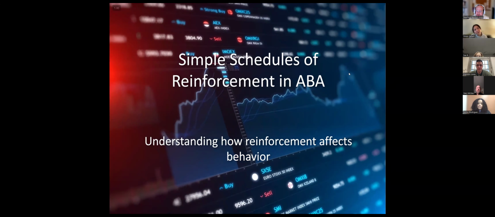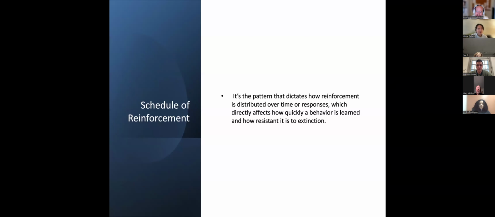Okay, the schedules of reinforcement. Like we said, it's the pattern that dictates how reinforcement is distributed over time or responses, which directly affects how quickly a behavior is learned and how resistant it is to extinction as well. So important to consider. And when we say the word extinction, what do we mean? Withholding reinforcement for a behavior.